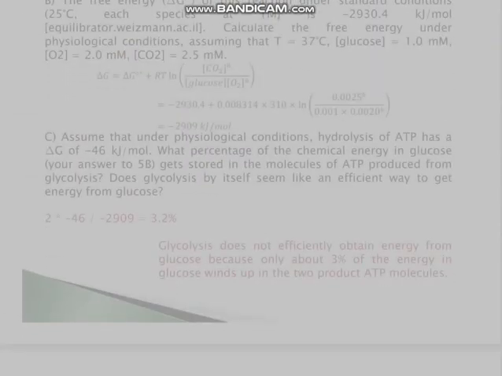B. The free energy, delta G degree, of this reaction under standard conditions, 25 degrees Celsius, each species at 1 M, is minus 2930.4 kJ/mol. Calculate the free energy under physiological conditions, assuming that T equals 37 degrees Celsius, glucose equals 1 mM, O2 equals 2.0 mM, CO2 equals 2.5 mM.